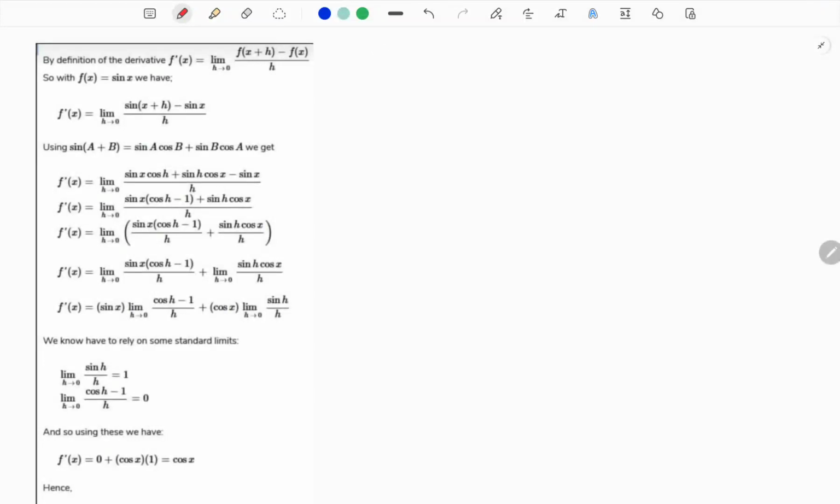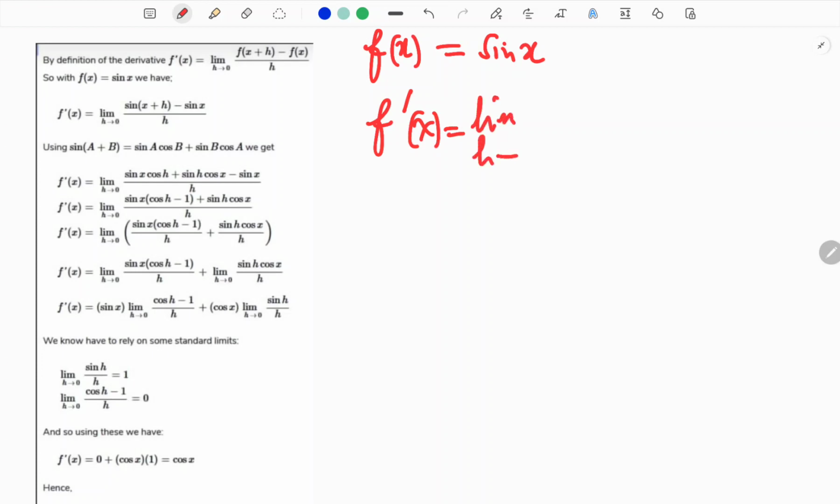Right, we want to find the derivative of the function f of x, which equals the trigonometric sine of x. How do we go about doing this? So we first write down the formula for the first principles of differentiation, and this is the limit as h tends to 0 of f of x plus h minus f of x all over h.